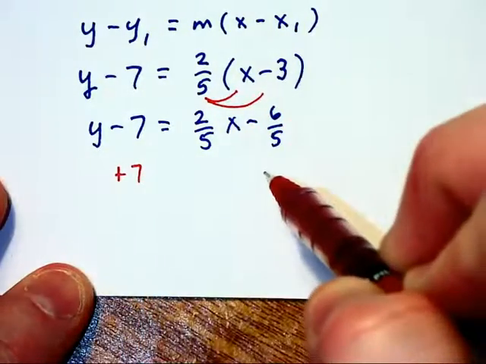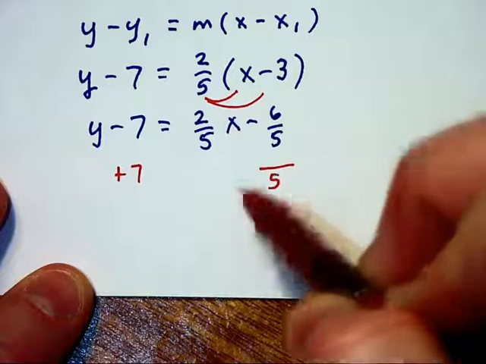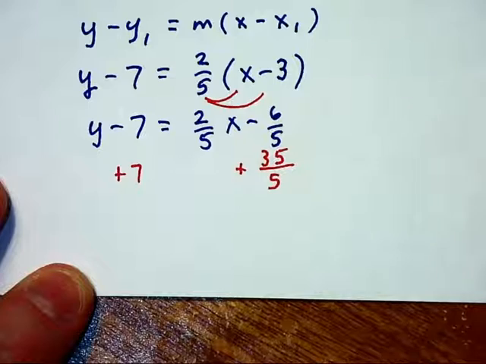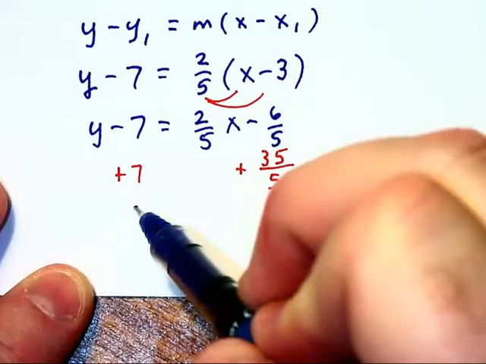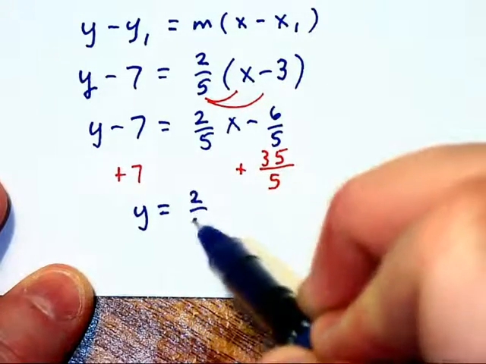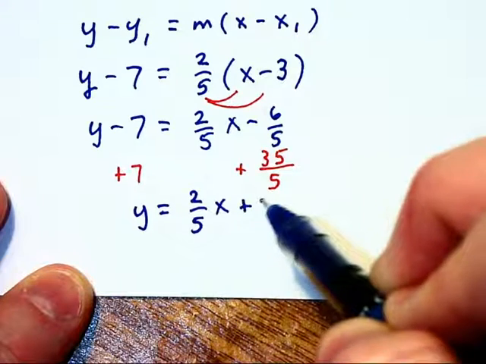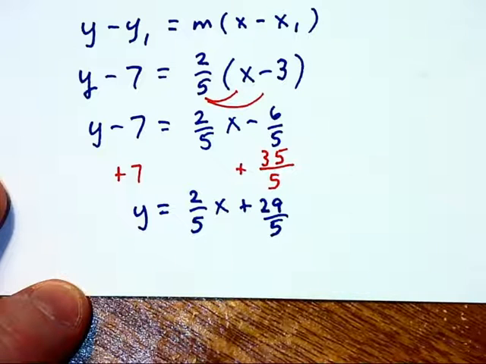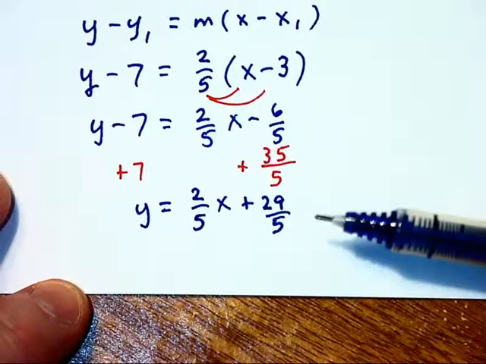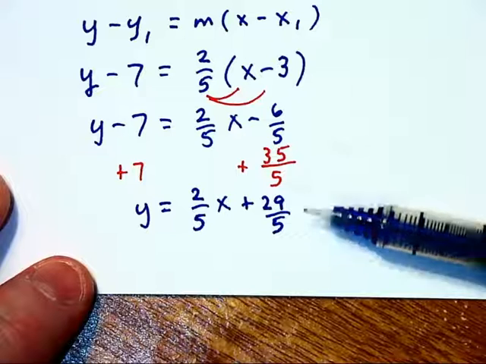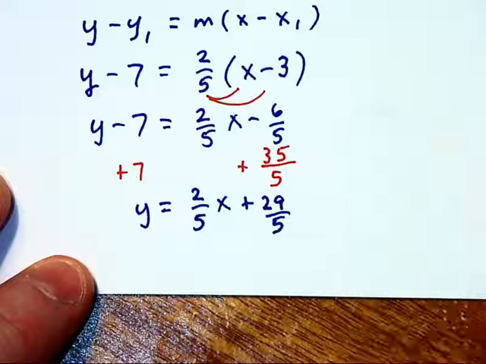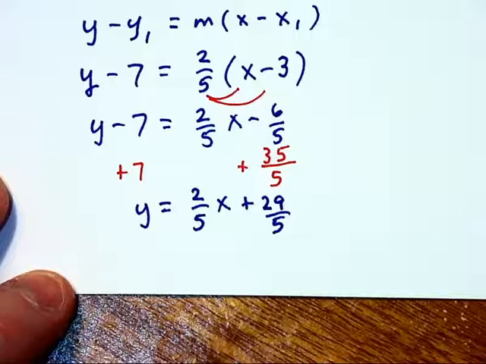But instead of 7, we want to think of this as something over 5 that we're going to add. So we will add 35/5 to each side of the equation, and we will then have y equals 2/5 x plus 29/5 as the equation containing those 2 points. And let me reiterate here that this is very checkable. You can take either of the 2 points and substitute the x values in and verify that the y value comes out, and know for a fact that this is indeed the proper equation of a line that we're looking for.